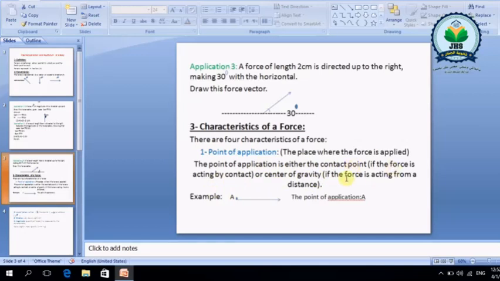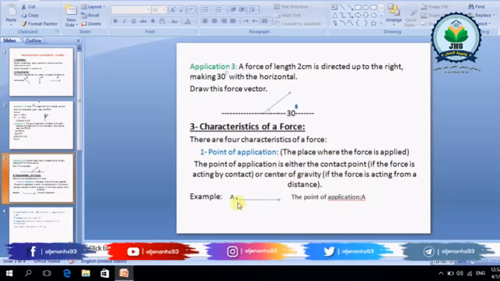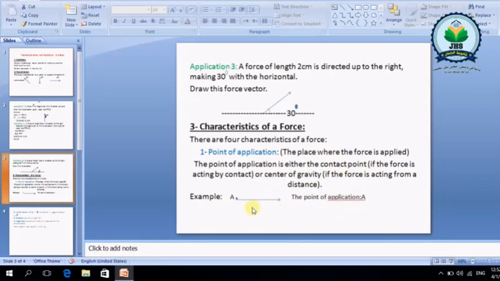The force acting by contact or force acting by distance, we will take them next session inshallah. So if the force is acting by contact, you should know that the point of application is the contact point. If the force is acting from a distance, what is the point of application? The point of application must be center of gravity. Okay, you have this example here. I have this force vector. From where the force is applied? From point A. So what is the point of application here? The point of application here is A.